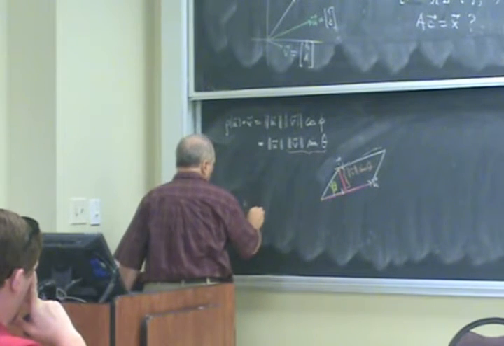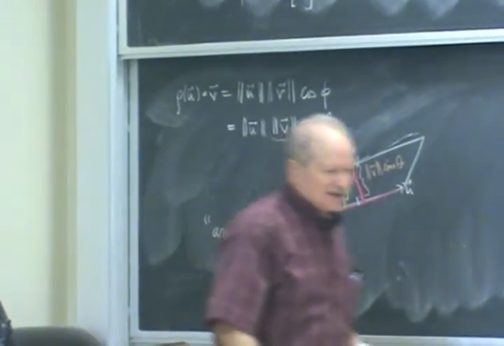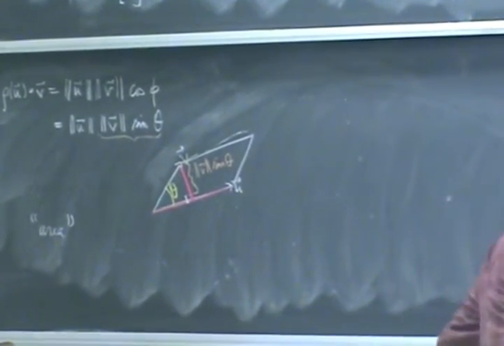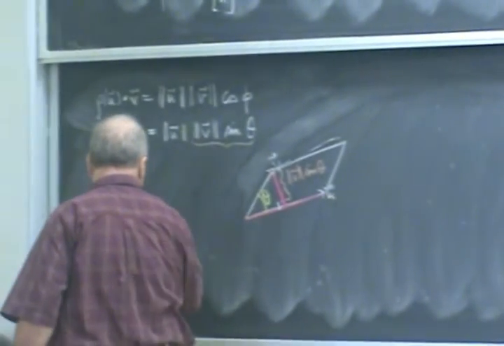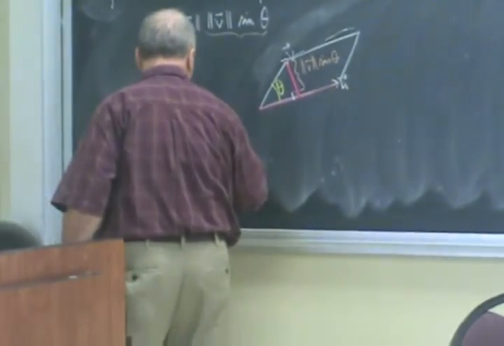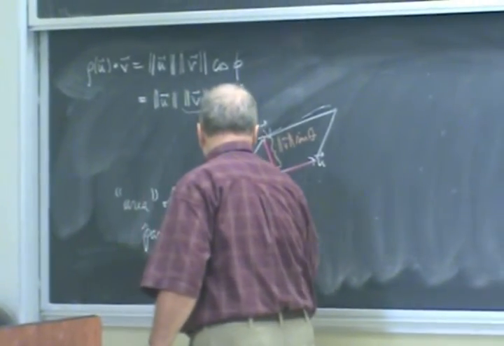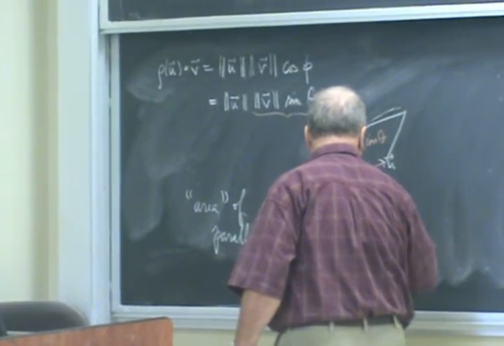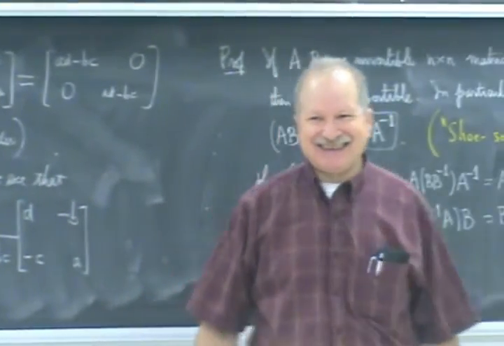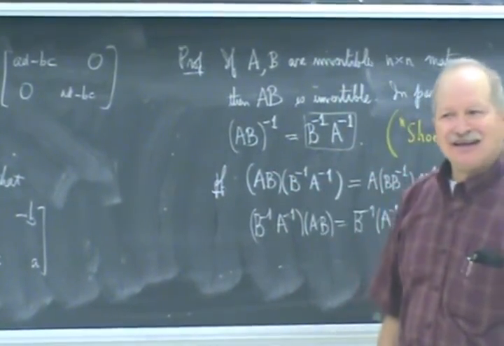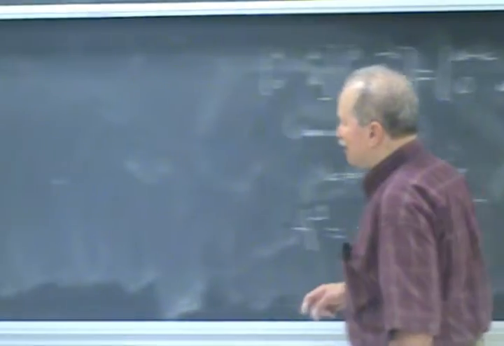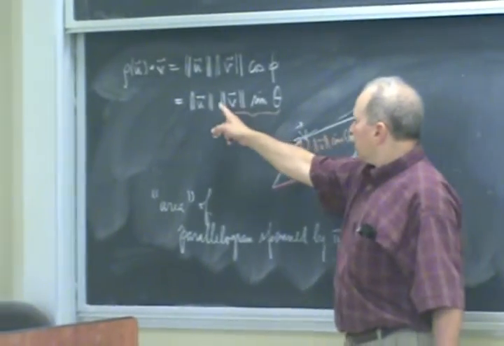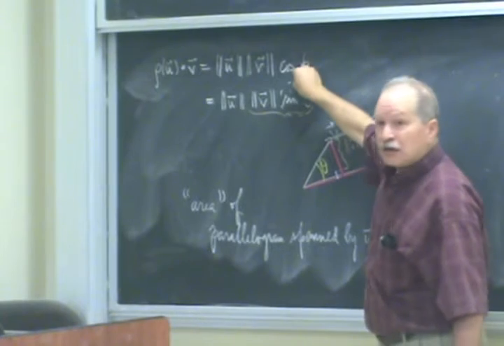I'm going to put area in quote marks for a minute. Area of the parallelogram spanned by u and v. I'm not sure if Dan's in charge of these quote marks or not. Why did I put the word in quote marks? Well, we're not there yet, but this quantity could be negative.